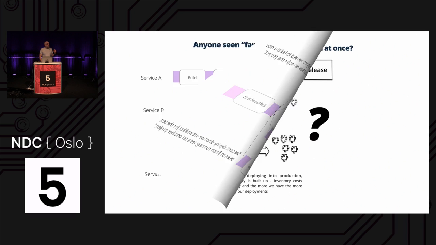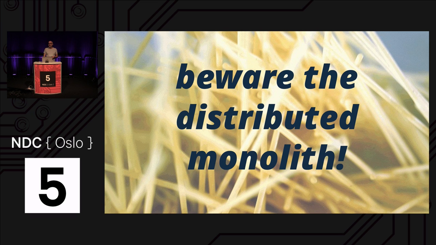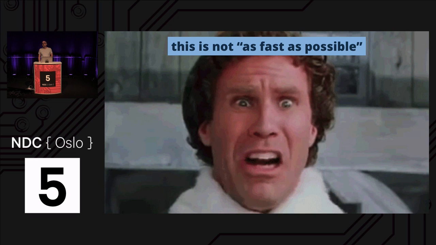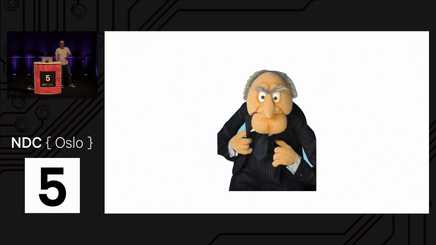And similarly, this idea of having to deploy everything all at once. We're so coupled that we're deploying our systems, everything together. I think Sam called it the distributed monolith. Beware the distributed monolith. You're not going as fast as possible in this case. This is simply a recipe for disaster and for people to just be having a nervous breakdown. Coming back to where I was with Conway, Conway's there, he's going, oh, I told you this in 1968. Oh, dear.